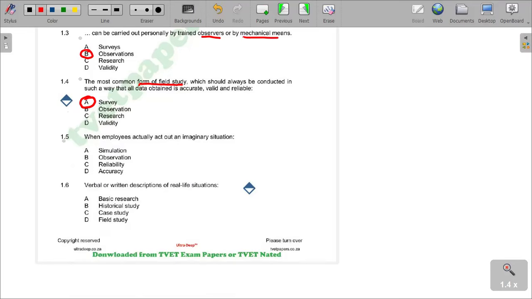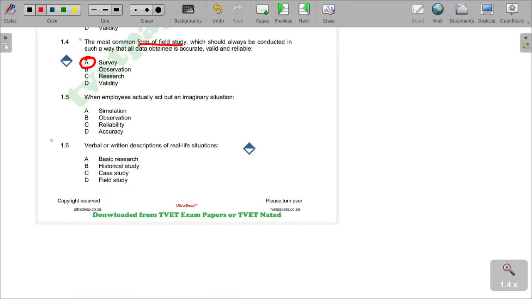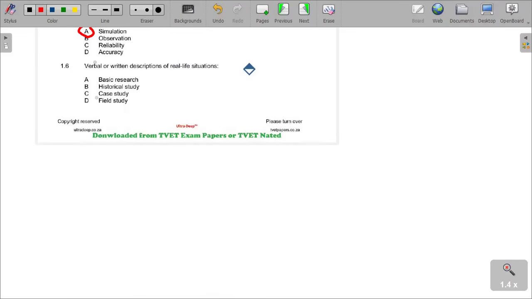Let's move on to 1.5. When employees actually act out an imaginary situation, that's what you call simulation. It is when maybe employees are asked to do a role play, just to play so that they can be able to imagine the situation. That's what you call simulation.